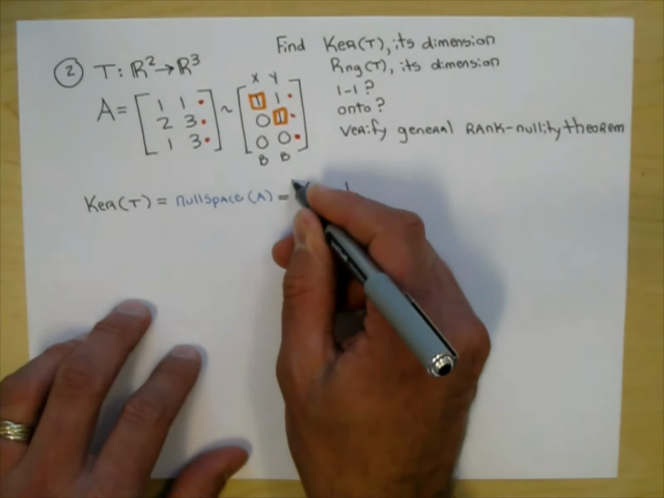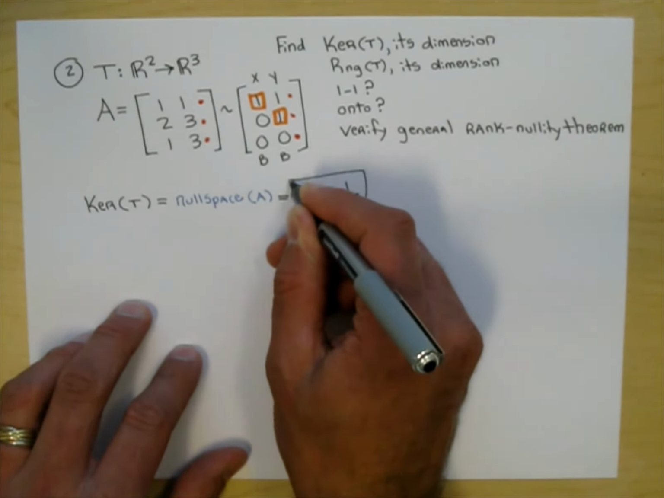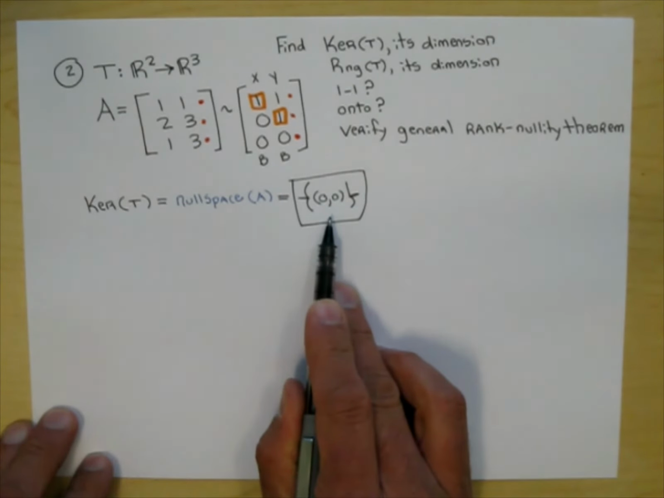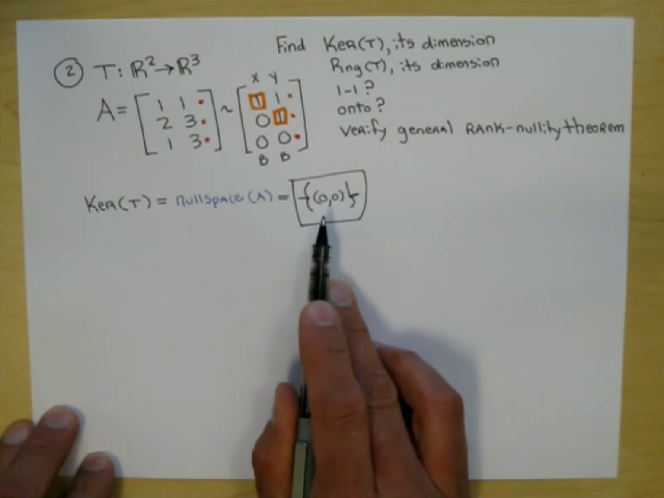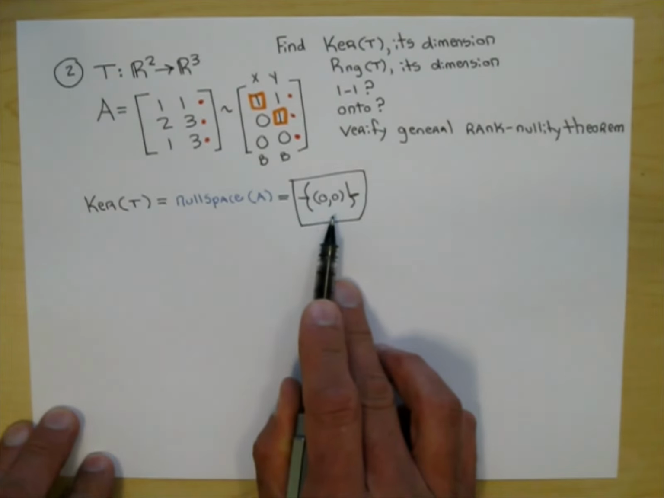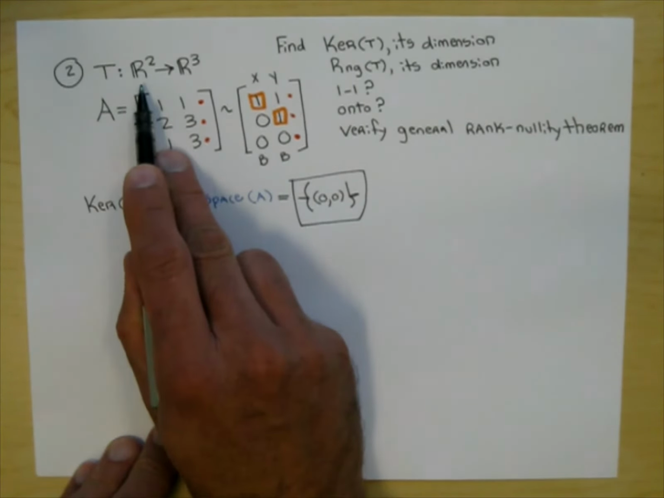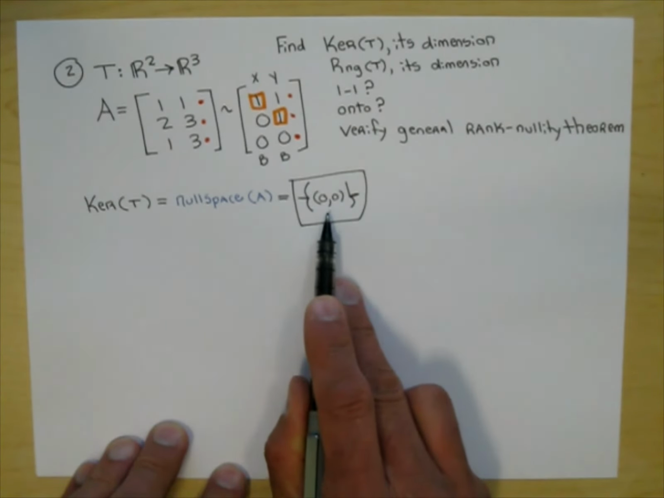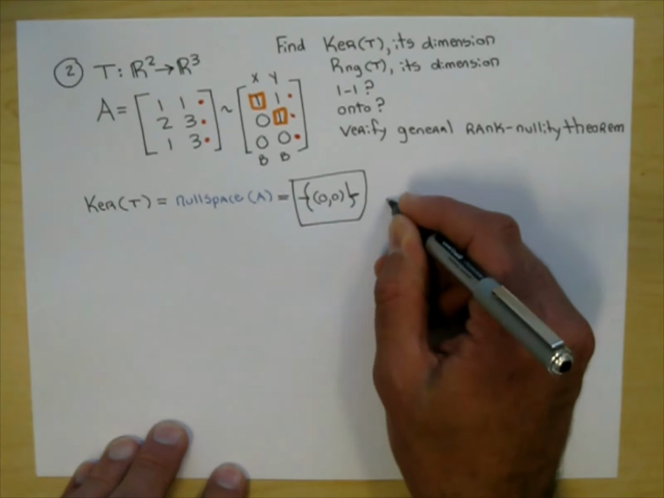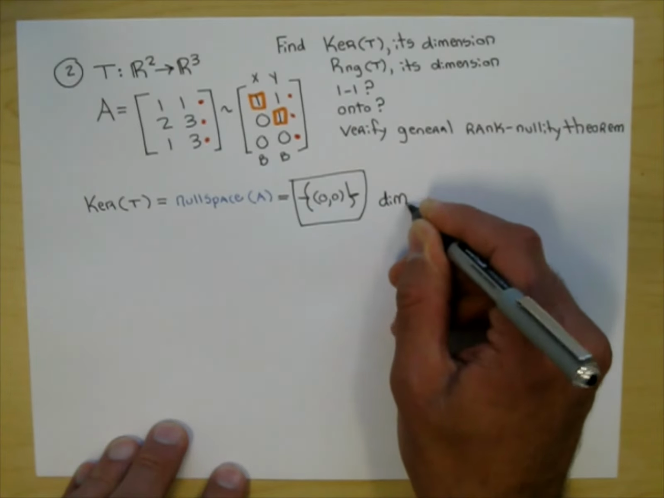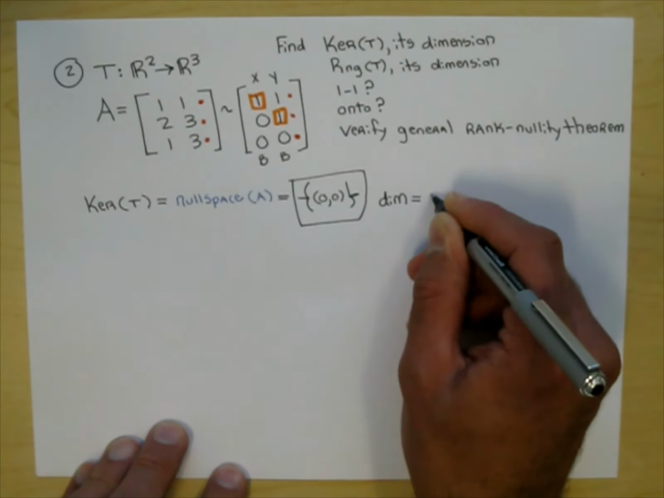So we've just found the kernel of the linear transformation. It is 0, 0. Now, what is the dimension of that subspace, or that vector space within a vector space? See, the kernel does live in R2, doesn't it? There's only one thing. It's 0, 0. The dimension is actually 0.